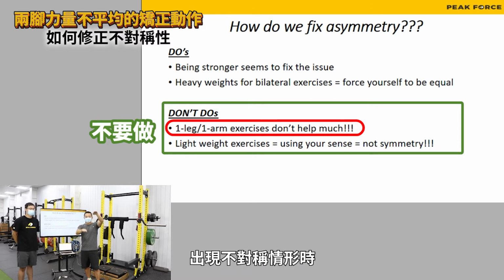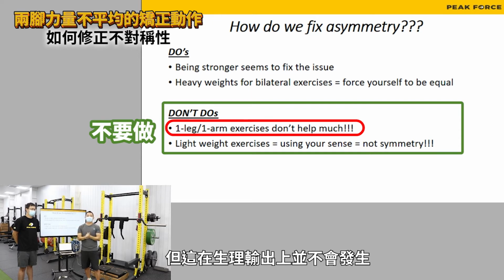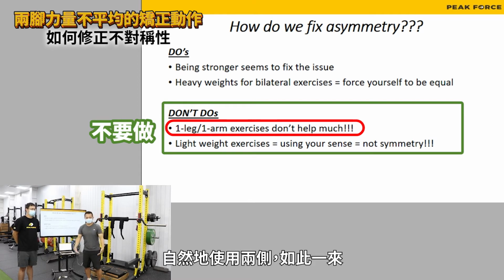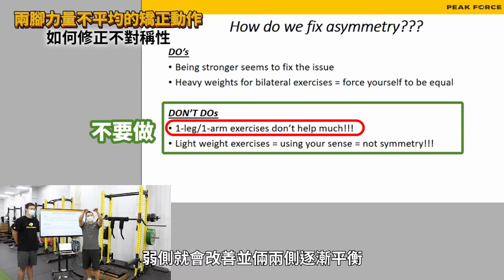Okay, the reason behind it is general idea. When people are asymmetrical, people say, okay, let's do the weaker side to get this one up to be symmetrical. This does not happen from the physical output. If you want to be nearly symmetrical, you have to do the bilateral exercise. Use the both sides simultaneously. Then this one will catch up to be close to equal.